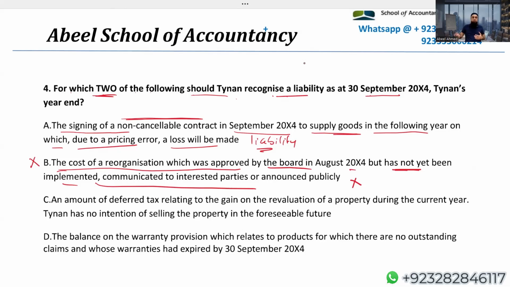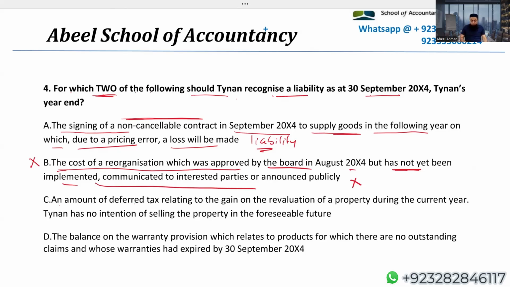So even if there's no communication, if after a detailed formal plan they have started implementing the plan, you can still make the provision. But if they have not implemented and not communicated, I cannot make a provision.